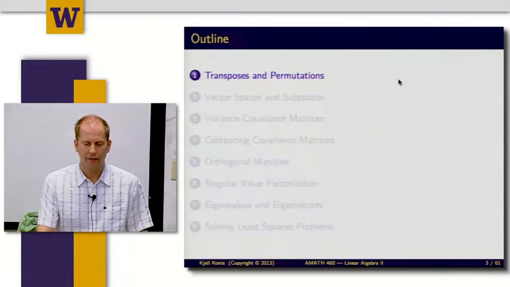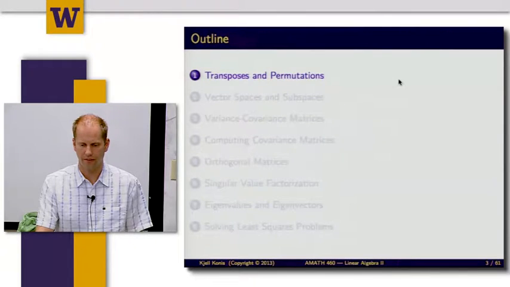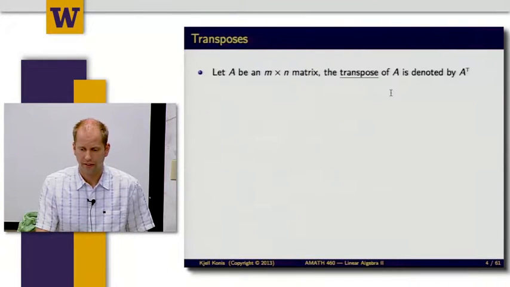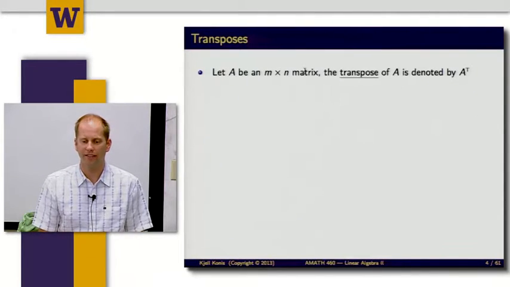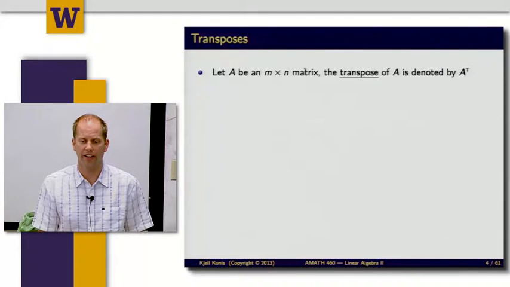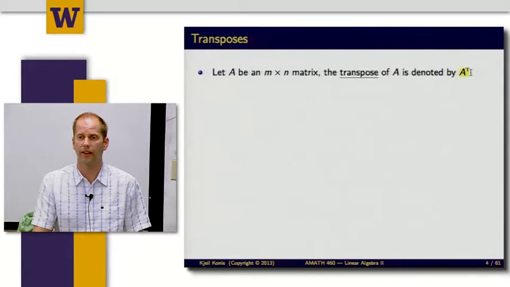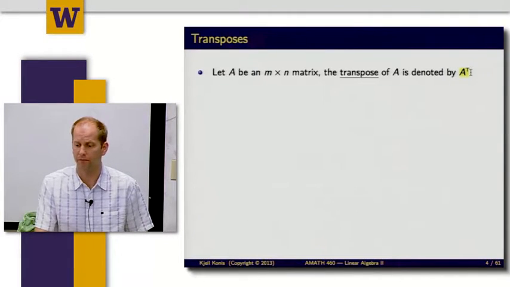I'll get started then with transposes and permutations. So let's let A be an m by n matrix. So this is a matrix with m rows and n columns. And then I'm going to introduce an operation called the transpose. So the transpose of A is just going to be denoted by A with a little t in the subscript. So, just like A squared, this is A transpose.